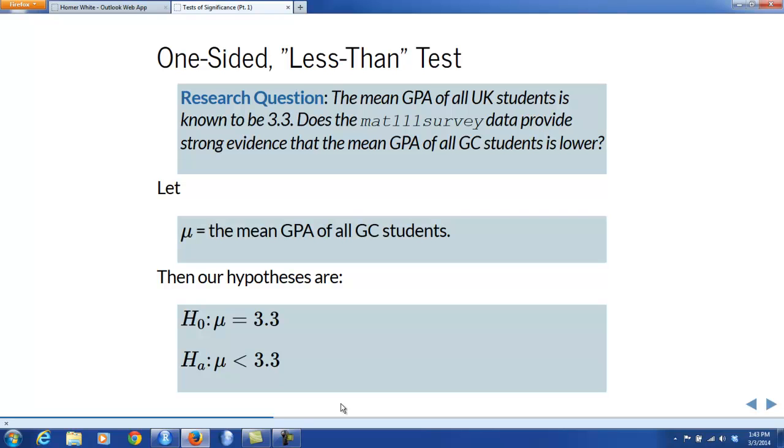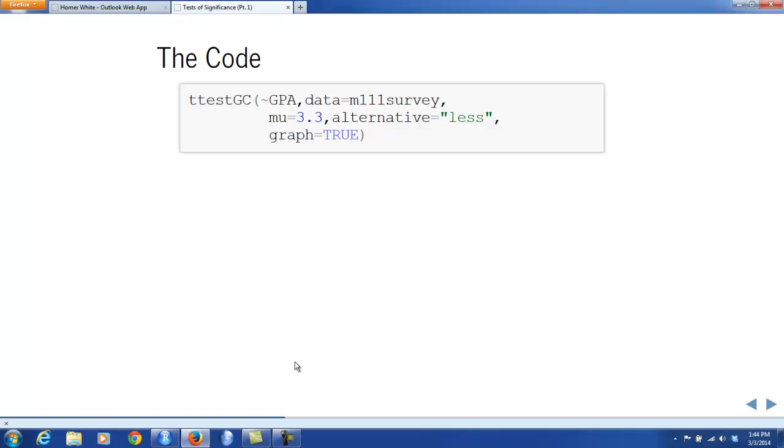A way of testing the hypotheses might be to say the null hypothesis is that the mean equals 3.3. That's a way of saying that on average Georgetown College students are just like UK students. And the alternative hypothesis might be that mu is less than 3.3 if you think that the mean GPA of all Georgetown College students is lower than 3.3. Notice that this happens to be step 1 of a test of significance. We've defined our parameter of interest, and we've stated hypotheses for the test using our definition of that parameter. The code is quite similar. All we need to do is change the alternative to less rather than greater.